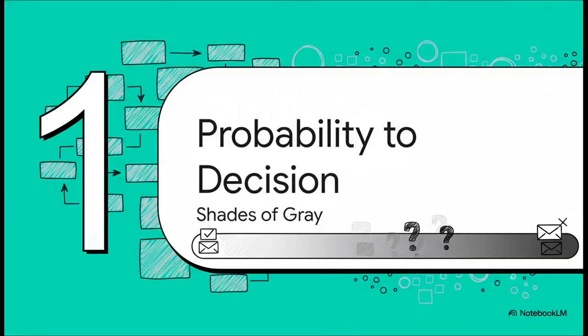All right, first up, from probability to decision. To get to that final spam or not spam verdict, we've got to get inside the model's head. And the thing is, these models don't see in black and white. They think in shades of gray. It all starts not with a yes or no, but with a probability.